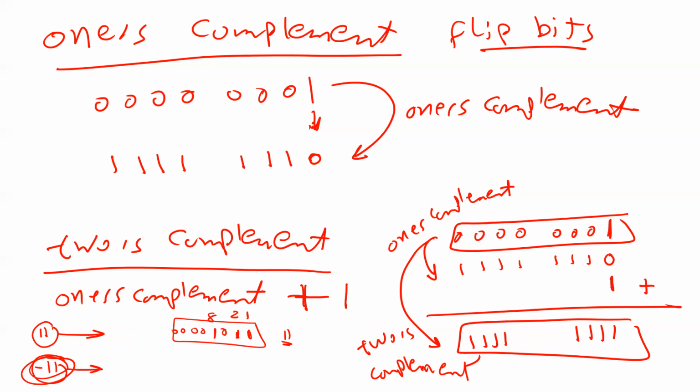So if you have a positive number, you can convert it easily to binary, right? So if I ask you to calculate -11, all you have to do is calculate 11 and then get the two's complement. Because the two's complement of 11 is -11.